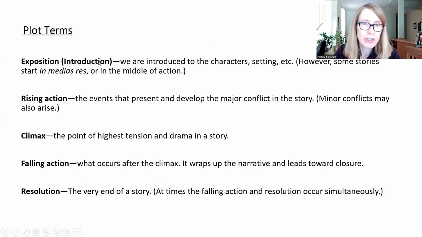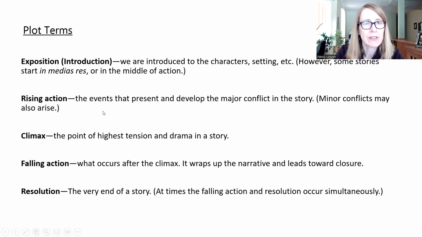Exposition or introduction. So we're introduced to the characters, setting, etc. Exposition, I said before, is just like explanation. Not all stories are going to start with just a bunch of explanation. Sometimes stories start in the middle of the action. That's called in medias res. And sometimes it's not really right in the middle of the action, but you're in a scene right away, and the narrator isn't just setting it out there. So don't feel that you have to have a few paragraphs of exposition. You can start it where you feel like you need to.